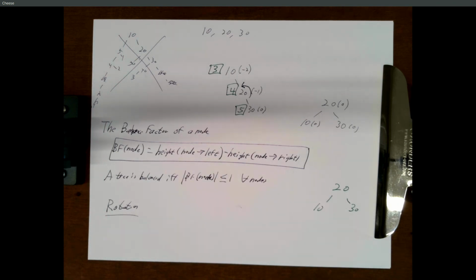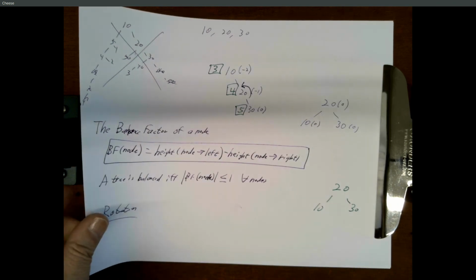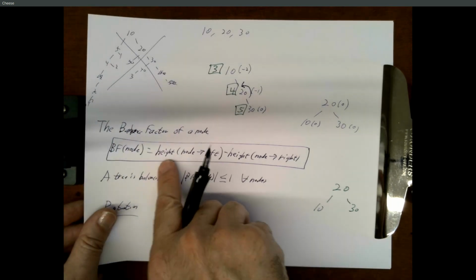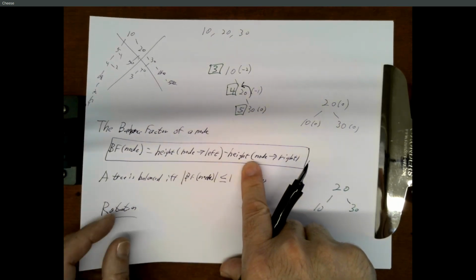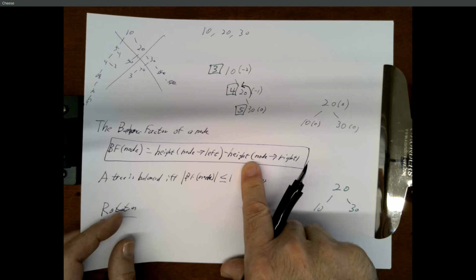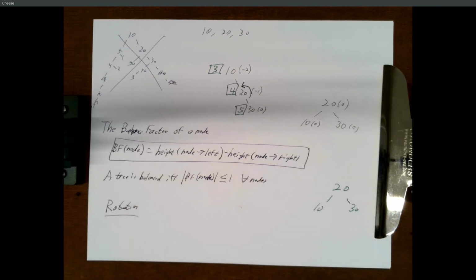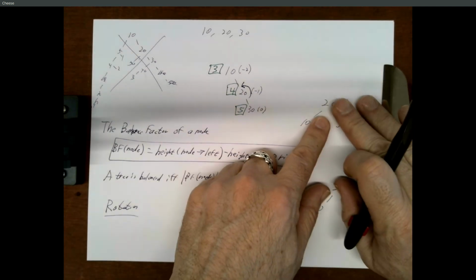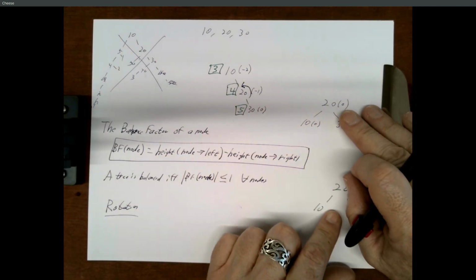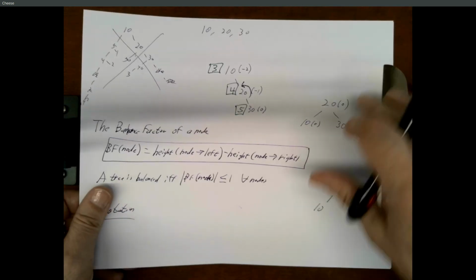All right, making some sense? Okay, so remember, balance factor is the height of the left subtree minus the height of the right subtree. When you're computing balance factor, don't look at the existing balance factors. It has nothing to do with balance factor. Balance factor is just based on heights of subtrees. So we've got our tree 10, 20, 30.